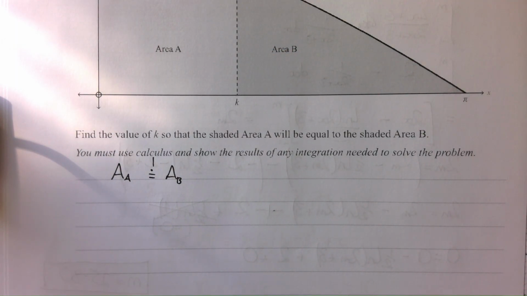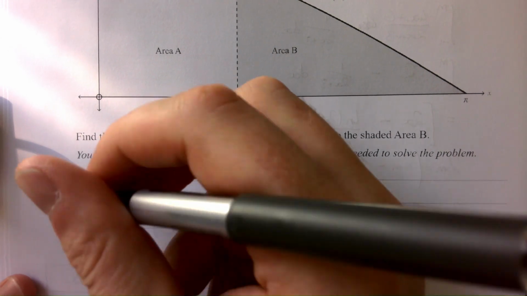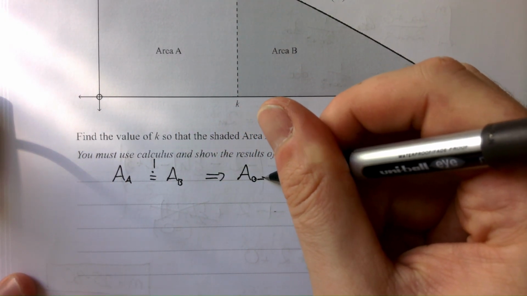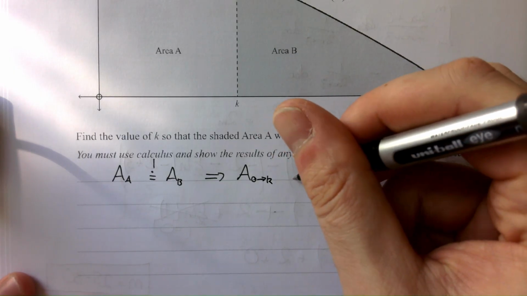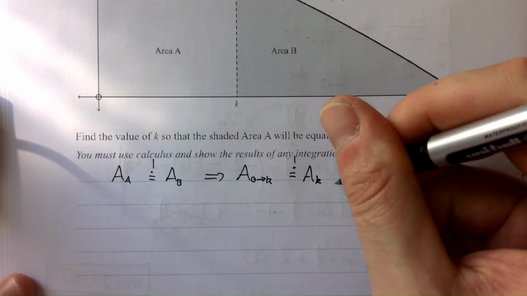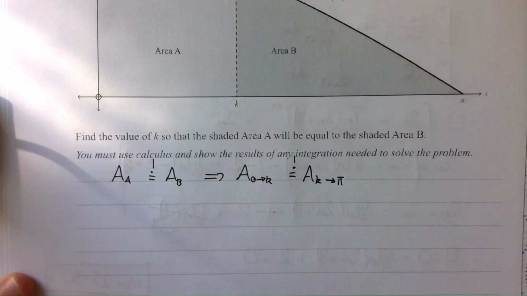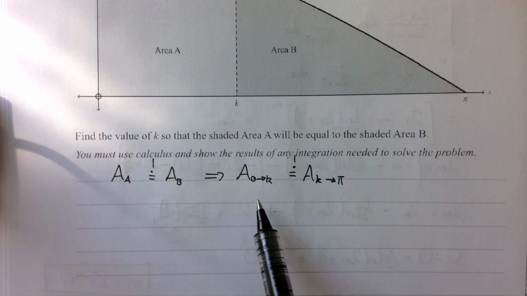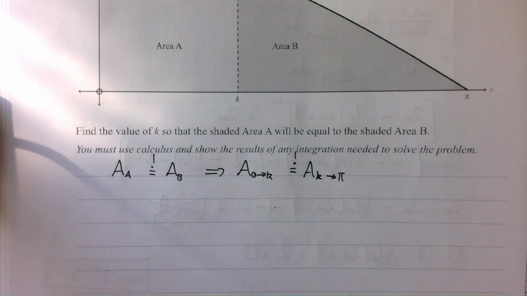Now, the area of those respective areas is the area under the curve, and it is under the same curve, but we have different bounds. So the area of A is the area from 0 to k, which must be equal to the area from k to pi. This isn't mathematical notation particularly, this is just helping to justify why I'm about to do what I'm going to do.